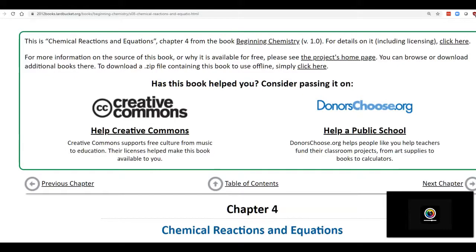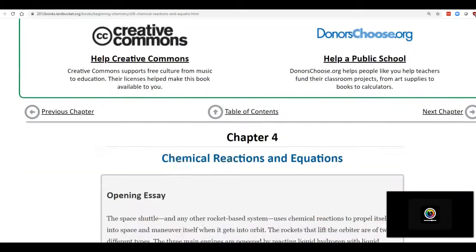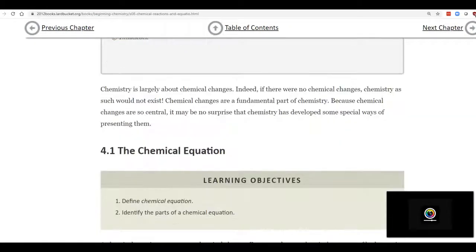Okay, everyone, let me get you started on chapter 4. This is about chemical reactions and equations. They're all important chapters, but this is also a really important fundamental chapter that I need you guys to know about. So this is about chemical reactions and equations, and so there's the opening essay.